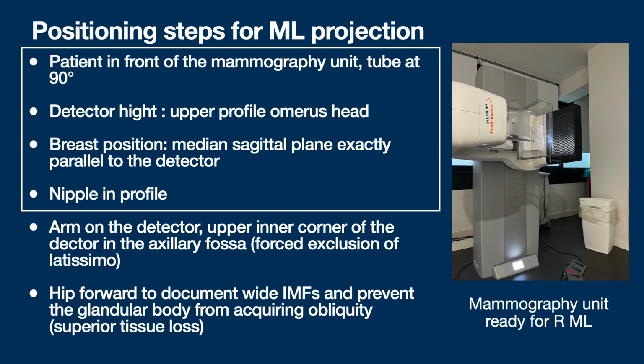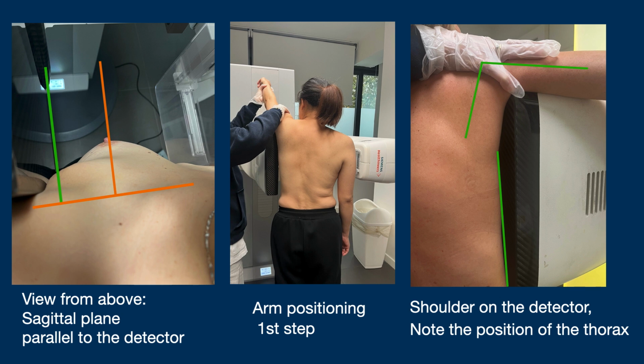The position of the torso is fundamental. Median sagittal plane exactly parallel to the detector, and nipple in profile. Here you can see from above the sagittal plane parallel to the detector and perpendicular to the rib cage. The arm should be placed on the detector with the superior inner angle in the armpit. This excludes documentation of the latissimus dorsi.